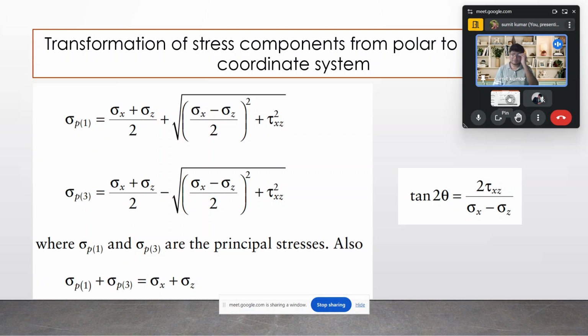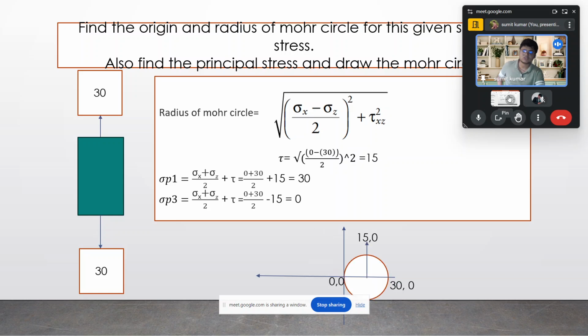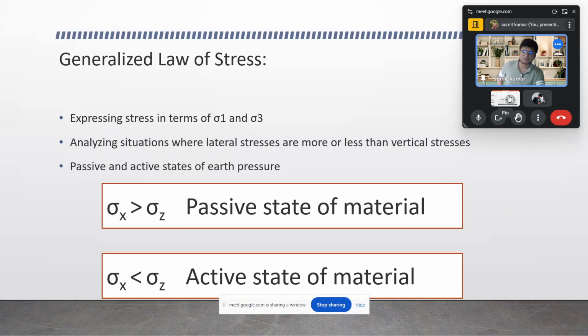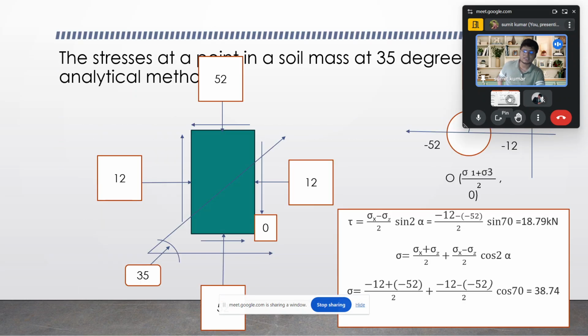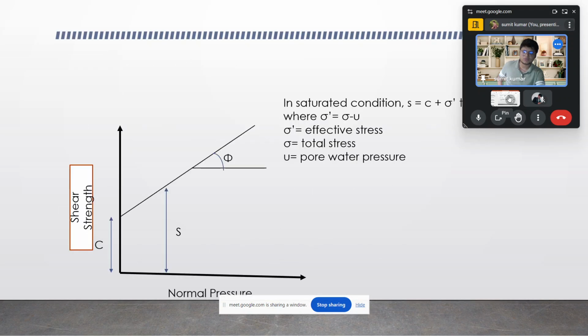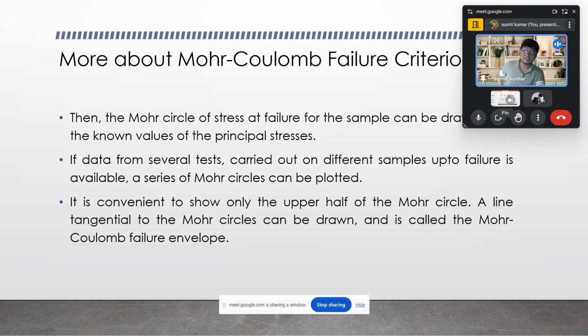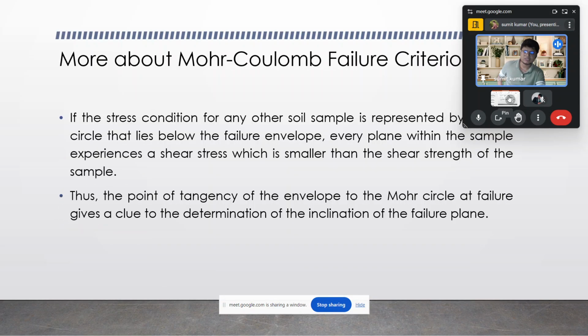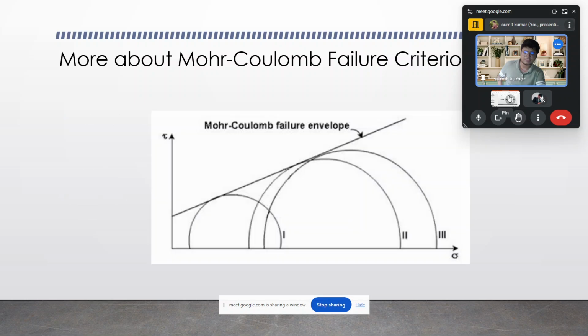So in this manner, we are able to find the maximum principal shear stress and the minimum principal shear stress. We solved some problems, so I will not go through those problems over here. We talked about the generalized law and we solved some more problems. After that, we understood about the Mohr-Coulomb failure criteria.